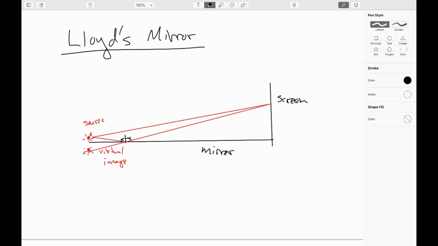Now, what I would like you to do here is think about this and think about what this experiment is telling us is happening when light bounces off a mirror. So pause the video and we'll get back together.